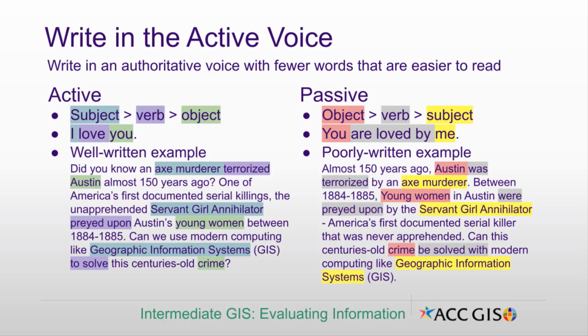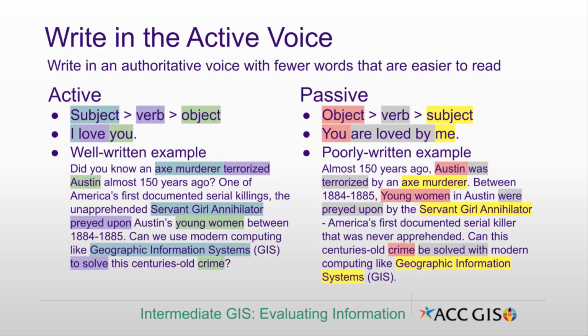In the last sentence of the poorly written example, I say, can this centuries old crime be solved with modern computing like geographic information systems? Now, that's not a bad sentence, but again, the GIS is the one that is solving the crime. And so, written in the active voice, I would say, can we use modern computing like geographic information systems to solve this centuries old crime? Here, I'm putting GIS in the forefront of acting on and solving the crime. Now, both paragraphs say the same thing, but one is written in a much more authoritative voice with fewer words, and it's much easier to read.